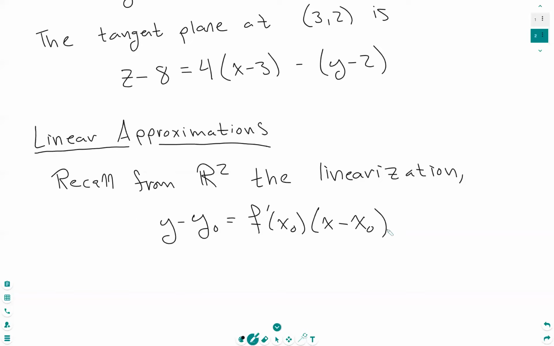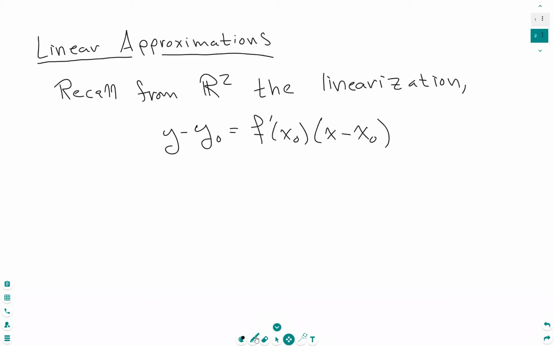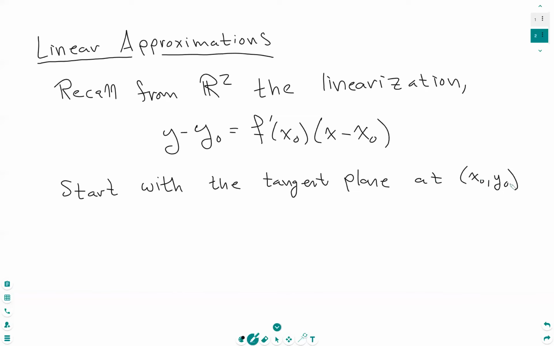So recall from R2, we're talking about this linearization. In R3, we can use the tangent plane to approximate around the point x naught, y naught. So if we start with the tangent plane at x naught, y naught in R3.